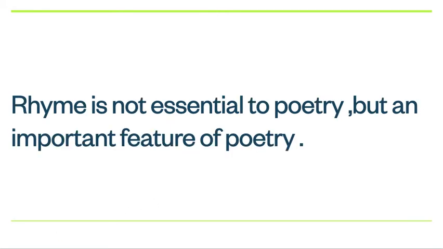So these are the types of rhyme, and we have discussed in short the definition, types, and examples of rhyme. Rhyme is not essential to poetry. In the 20th century, we find that most of the poets left perfect rhyme and followed other types of rhyme, but we can say that rhyme is an important feature of poetry. That's all. Thank you.